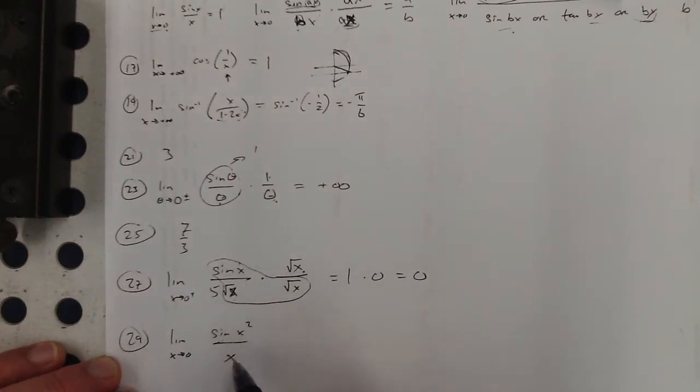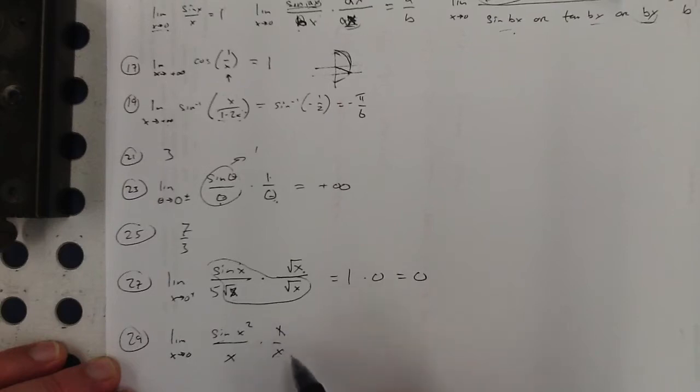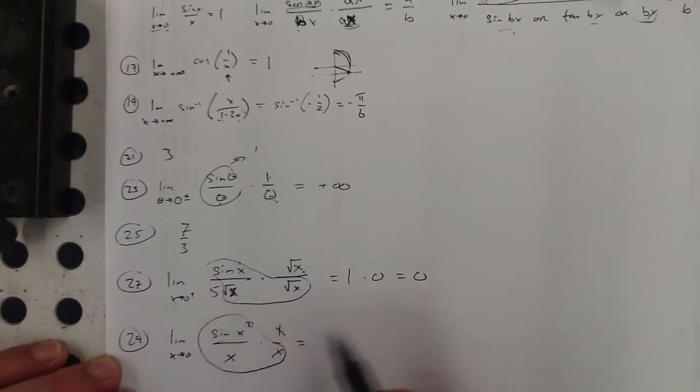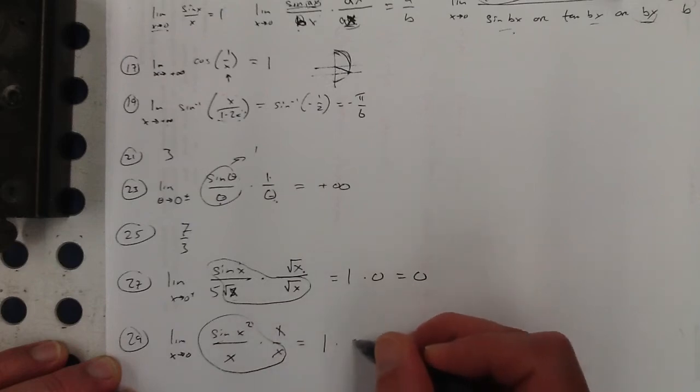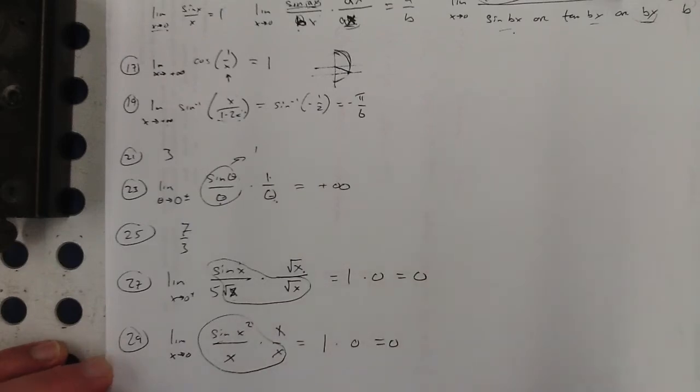I would like that to be an x squared on the bottom. So I'm going to multiply by x over x, and that is going to turn that into now this. Those match up, so that's equal to 1, and then I have an x here that's going to 0, so that just goes to 0.